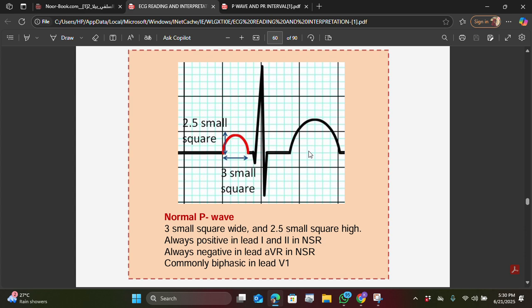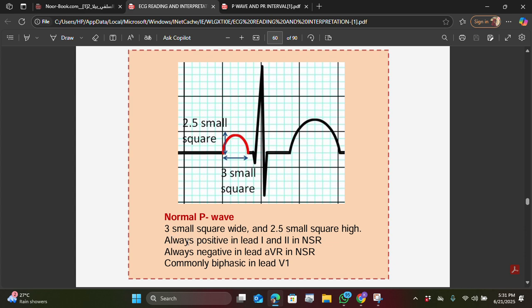Now for P wave, what you need to know is that a normal P wave is 0.12 seconds wide. The wideness is three small squares. As you can see here, this wideness is three small squares, and then the height is 2.5 small squares. That is a normal P wave. It is wide by three small squares and tall by 2.5 small squares.